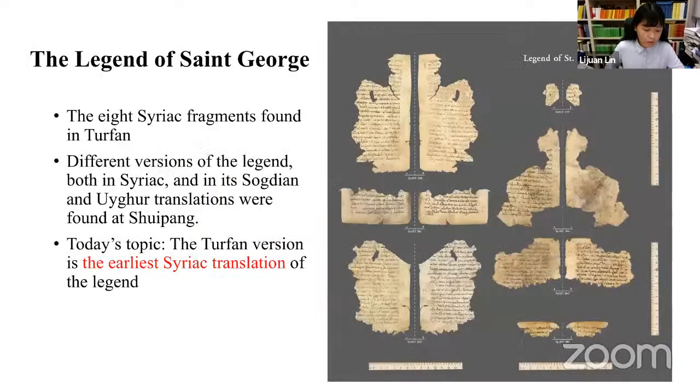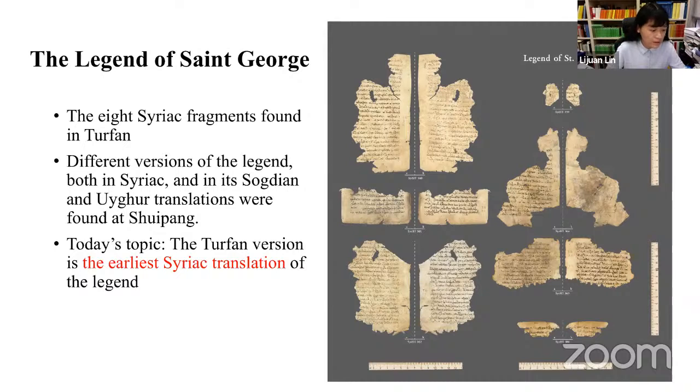And there are also a few hagiographical texts. One of them is the Legend of St. George, preserved in eight Syriac fragments found in Turfan. As we know, the Legend of St. George is one of the most renowned hagiographies in the West, and it seems that this text also enjoyed great popularity in the Turfan oasis during the Uyghur Kingdom of Kocho. Different versions of the legend, both in Syriac and in its Sogdian and Uyghur translations, were found at Shuipang.